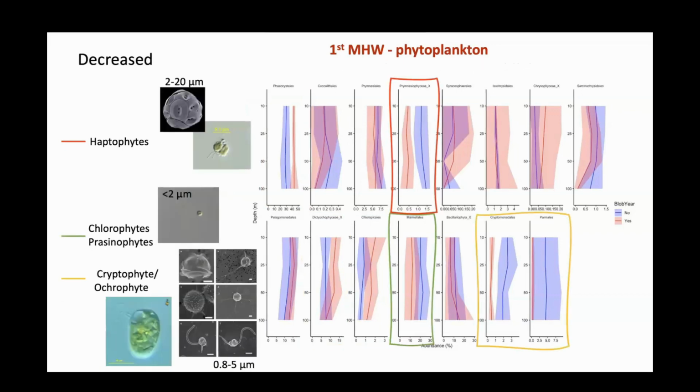And then other groups decreased. So coccolithophorids decreased a lot, and they are usually the fast sinkers. Also, other groups of chlorophytes decreased, and some other smaller groups decreased.